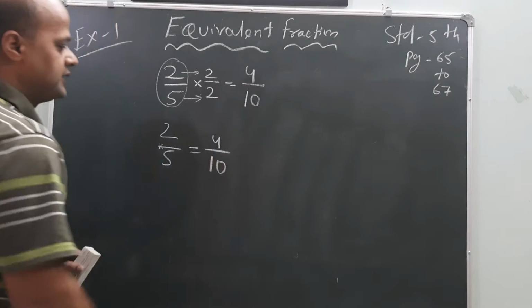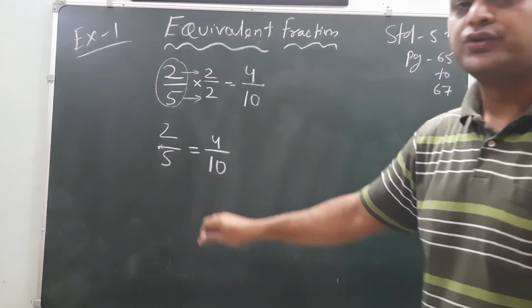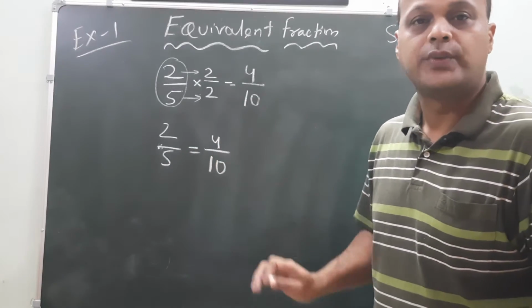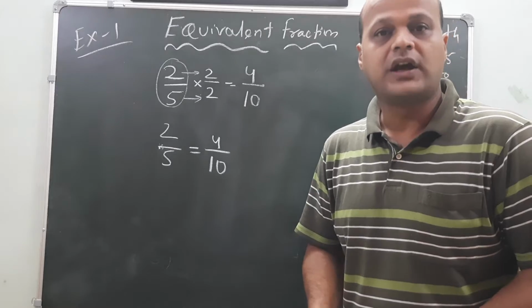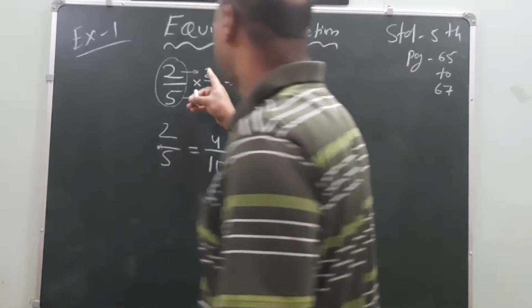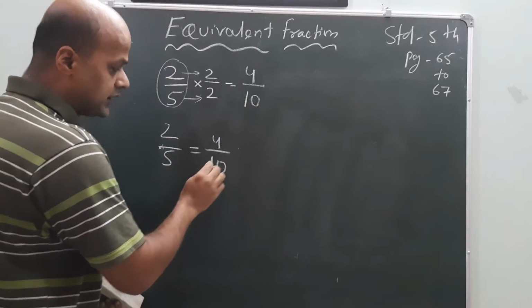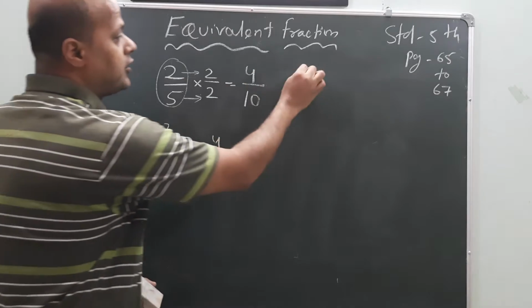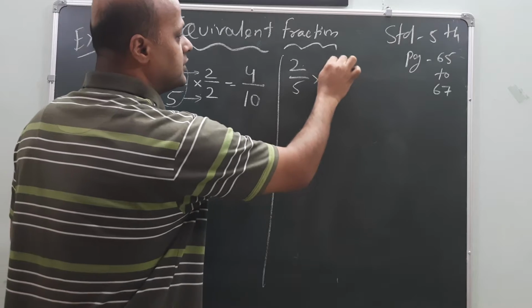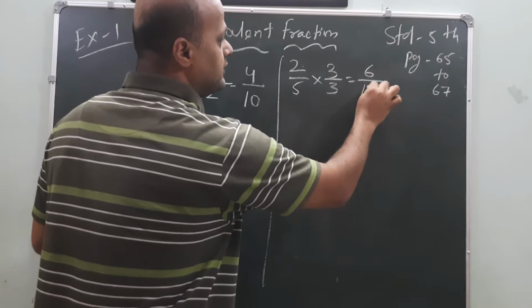Now I will say that the equivalent fraction of 2 by 5 is 4 by 10. Understood? In this process you are showing that 2 by 5 is equivalent to 4 by 10. Can you find another two numbers? In the same manner, here I have multiplied by 2 by 2. You can multiply with this one or with the original one. 2 by 5 into 3 by 3 is 6 by 15.